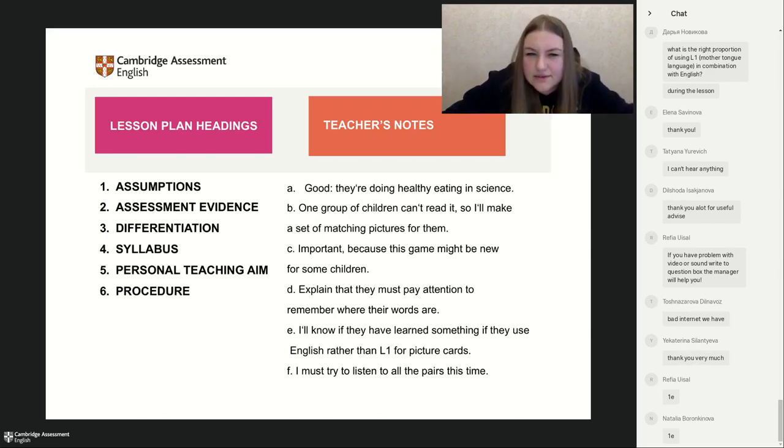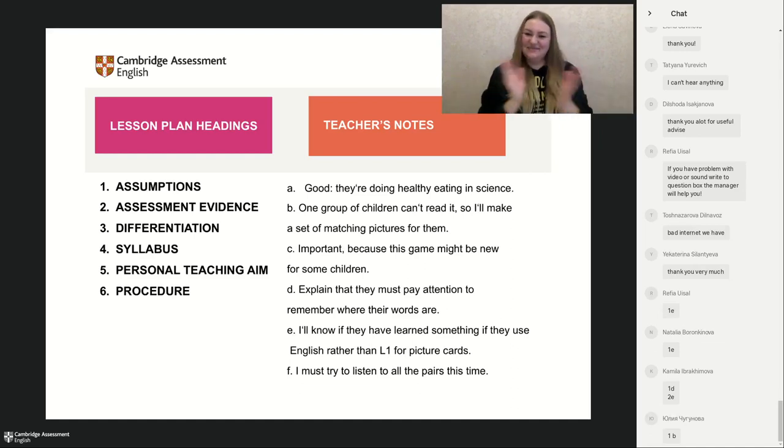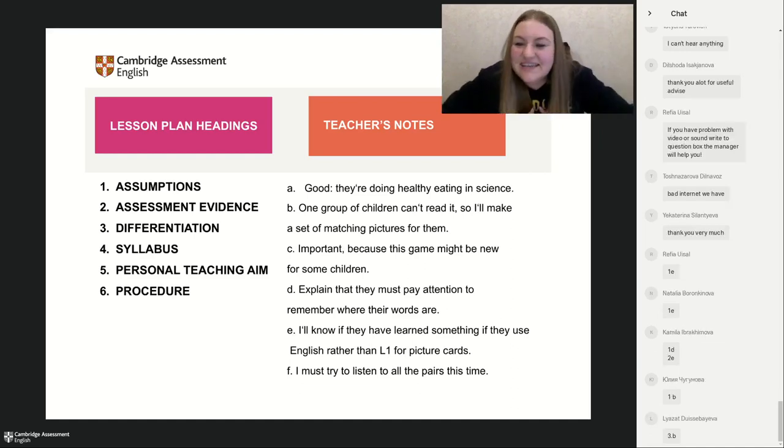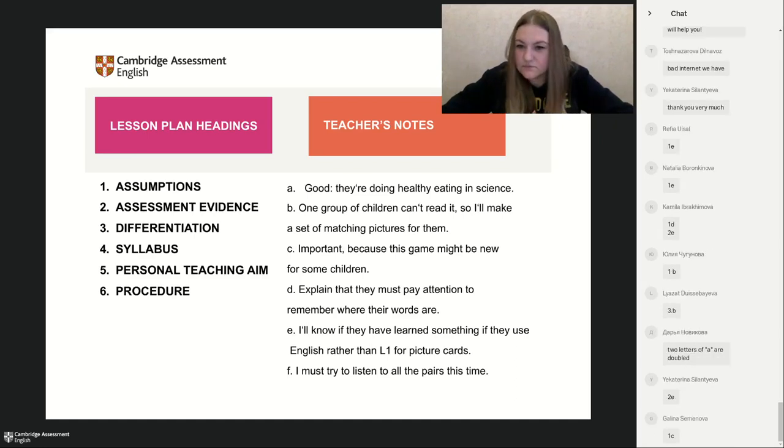Yeah, 1E, see? Mm-hmm. 1E. Are you sure that they have learned something if they use English rather than like for picture cards? Mm-hmm. I'm not sure. Yeah, 2E. Yeah, I see the correct answer. Well done. Yes, Camille is right. Yeah, 2E. Fantastic.